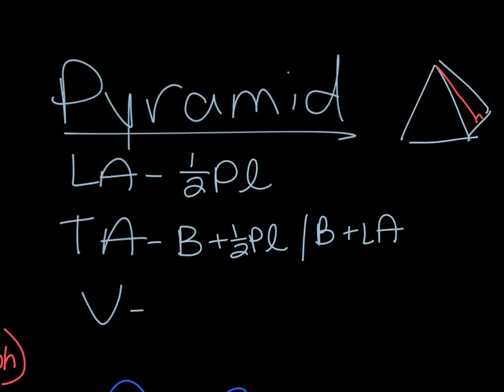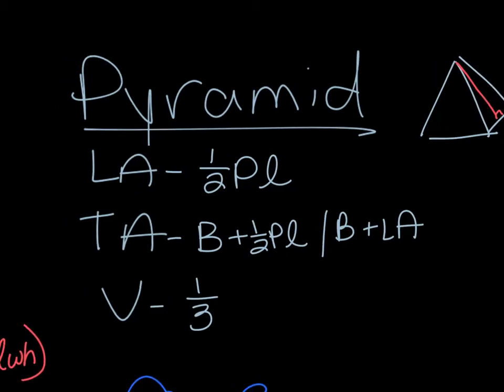And the volume, the pyramid and the cone both have the 1/3 starting out. So this would be 1/3 the base area times the height. So for the pyramid, we use the regular height for volume. So quick refresher on those.